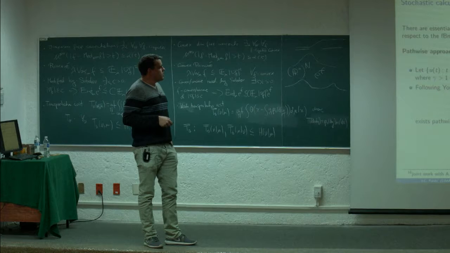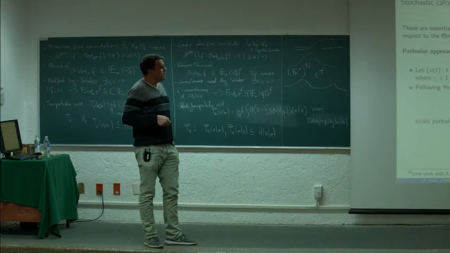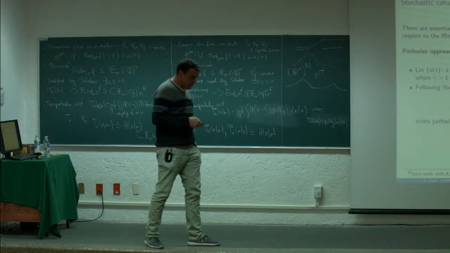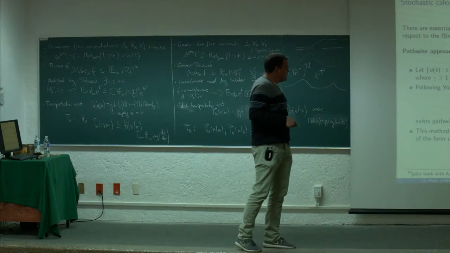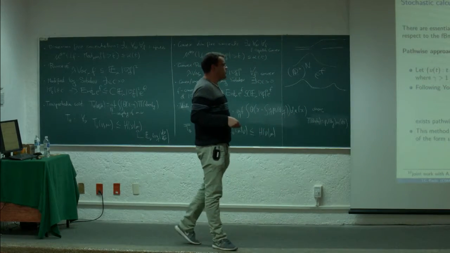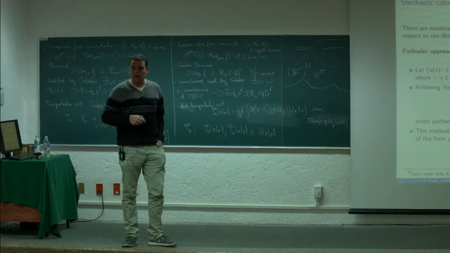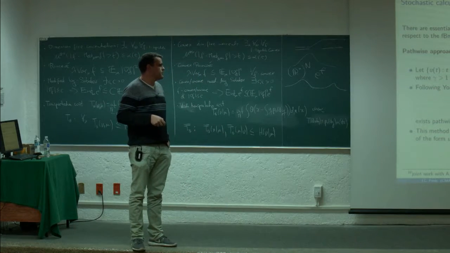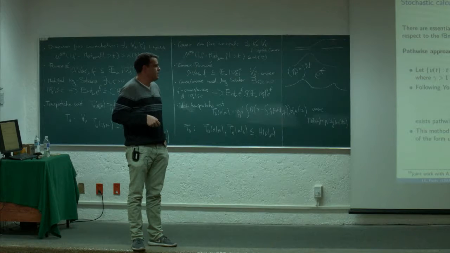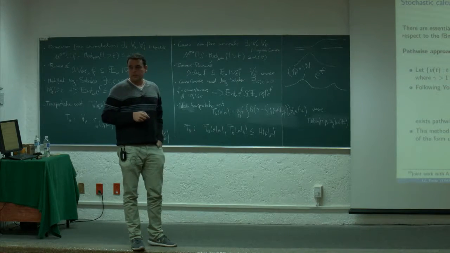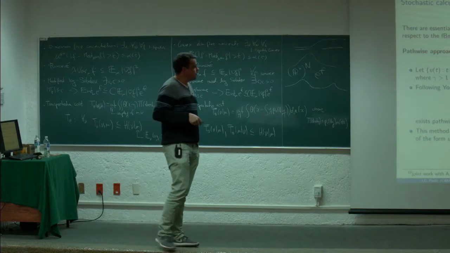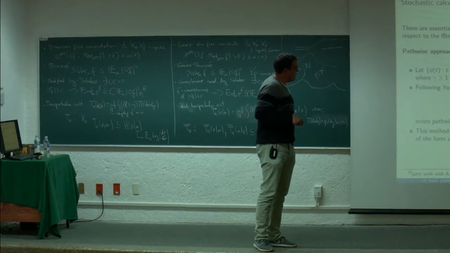According to Young's approach, we can define a Riemann-Stieltjes integral, and it turns out that this will exist pathwise. This method is particularly useful when H is bigger than 1/2, because it includes processes of the form f(B), where f is a continuously differentiable function evaluated at the Brownian motion.